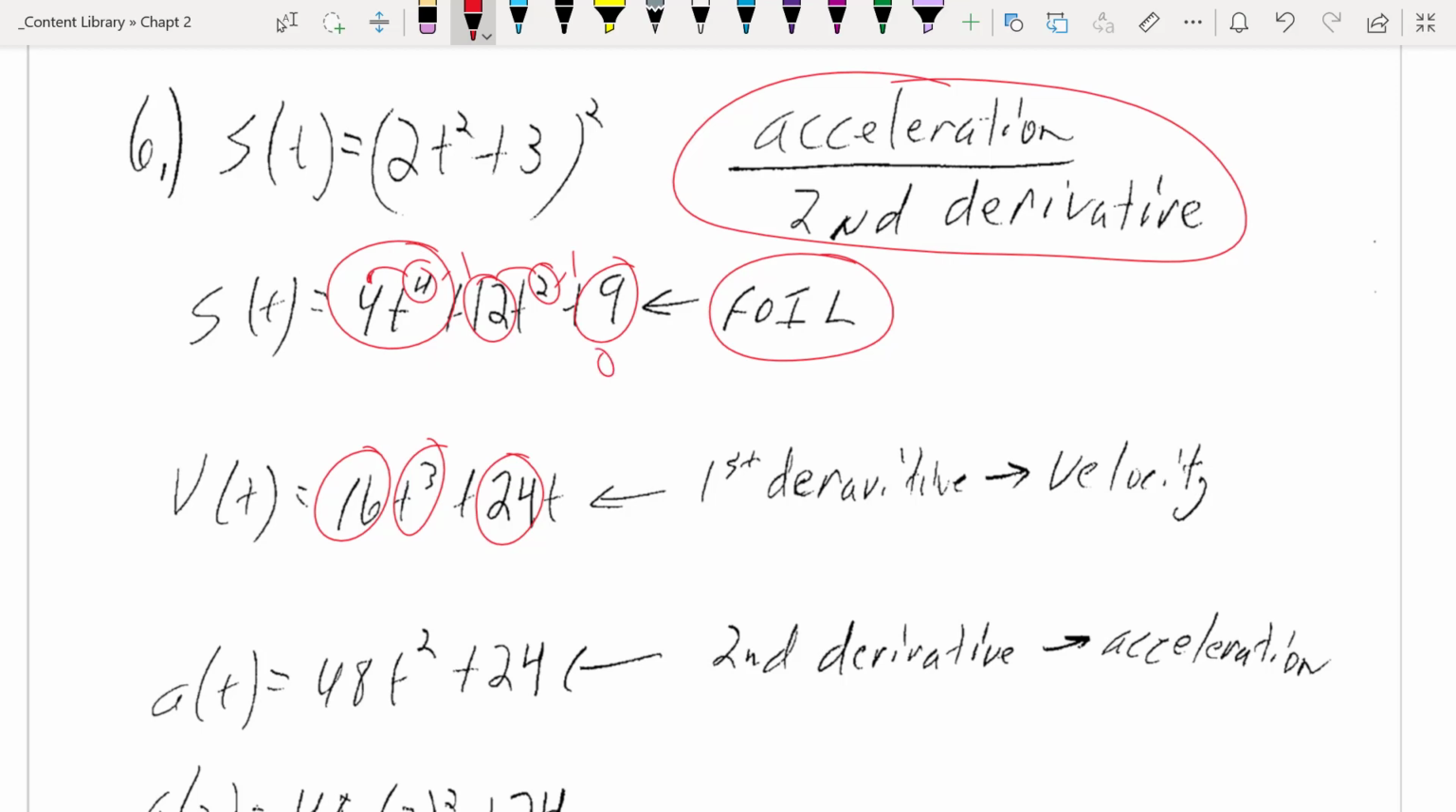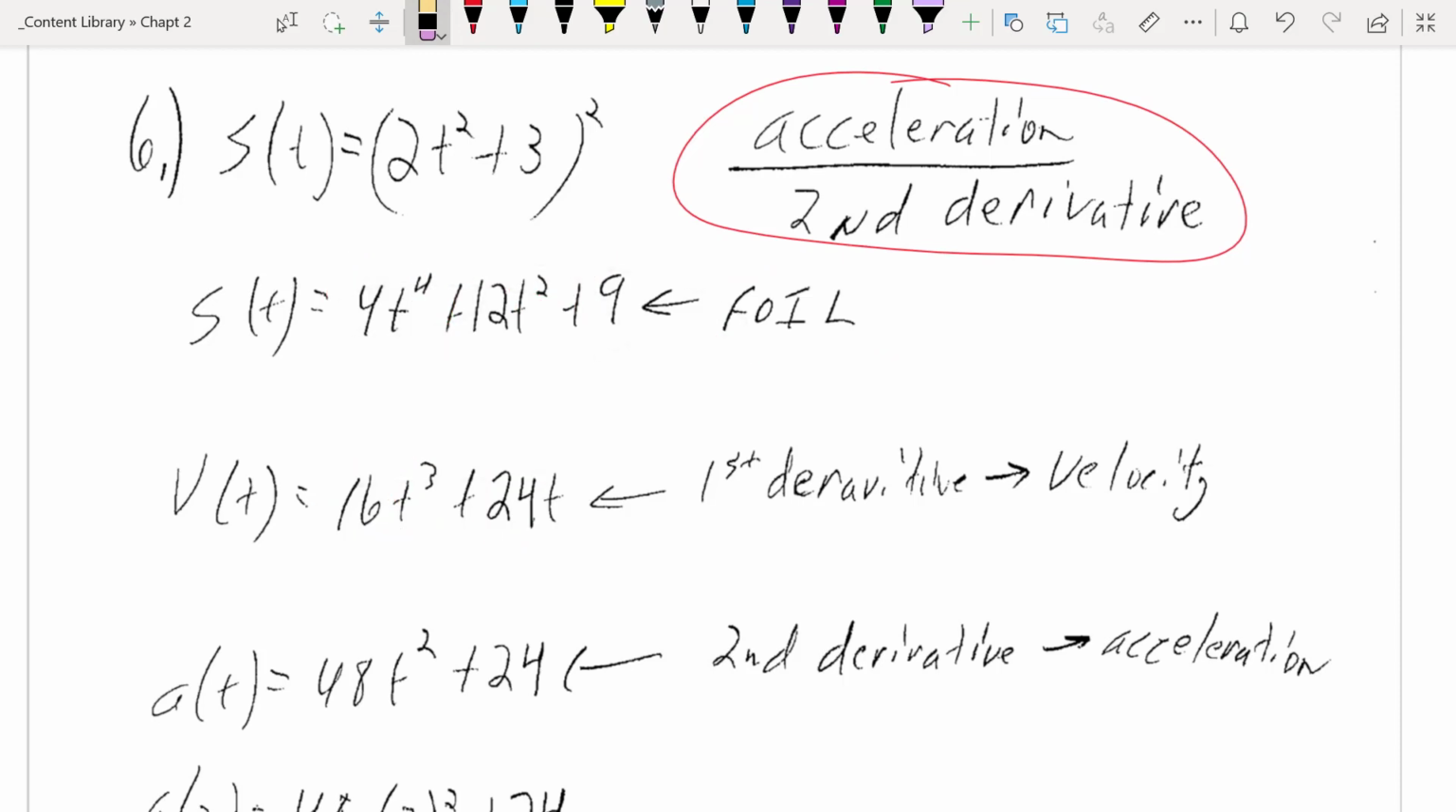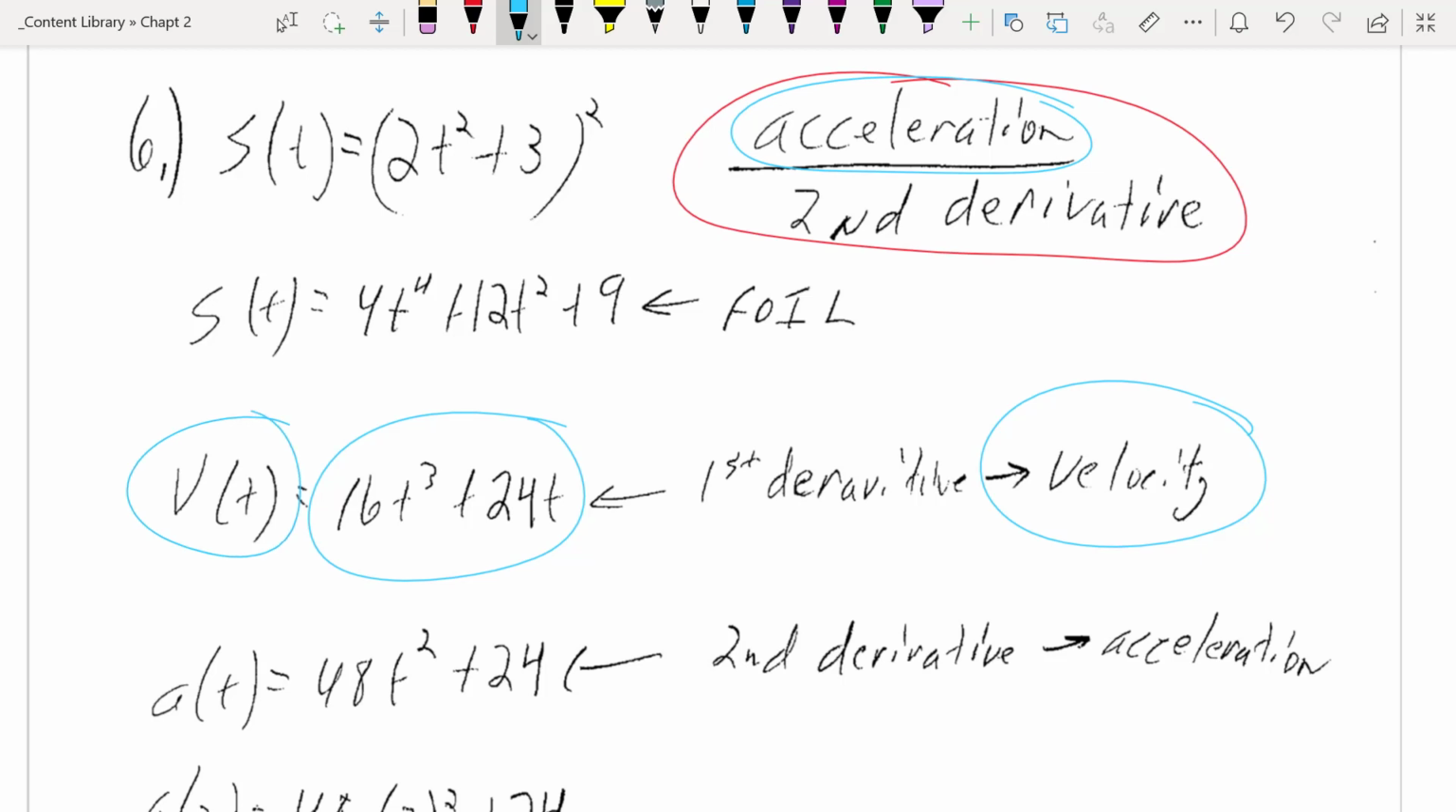So the first derivative of that equation is 16t cubed plus 24t. That is also known as your velocity. If I asked for velocity, I'd stop right there and substitute in. But it asked for acceleration, so now I've got to find the derivative of my velocity equation. You'll notice I write that as v of t to stand for velocity.